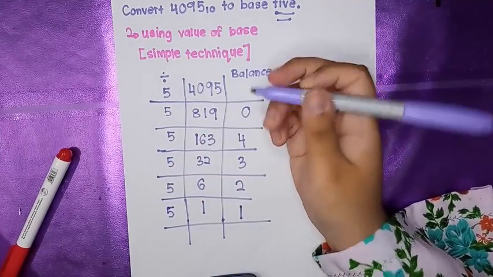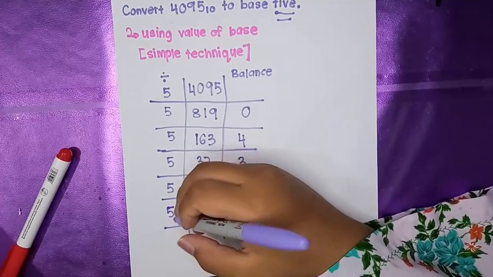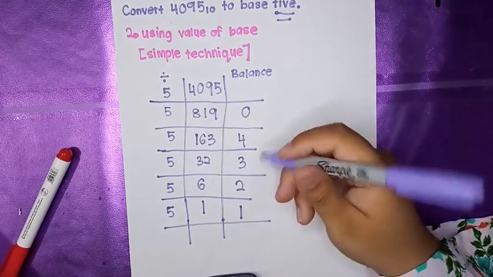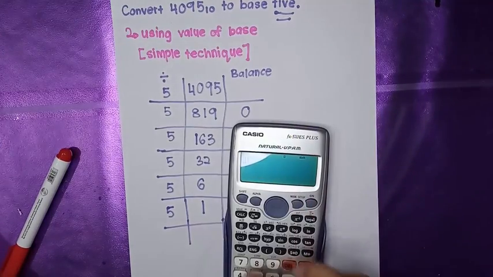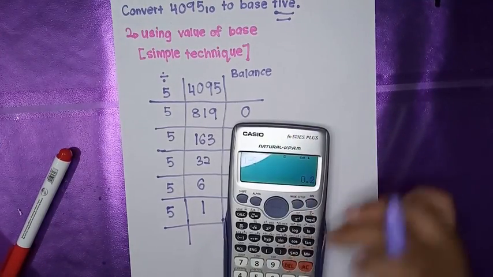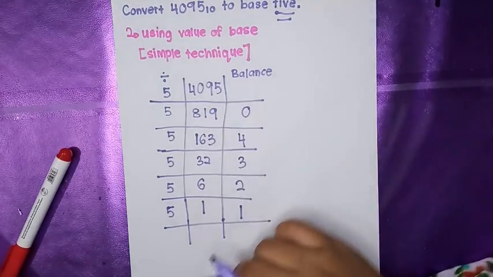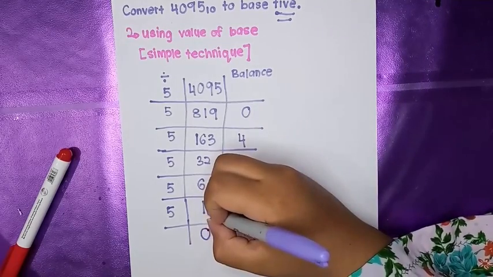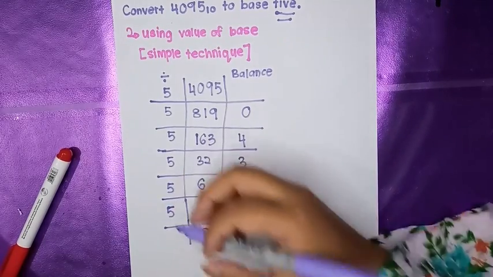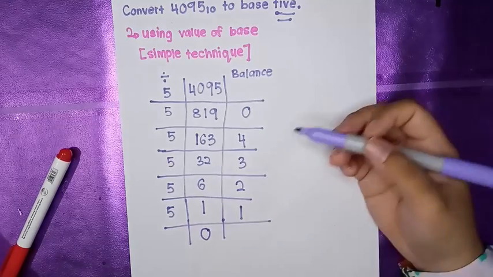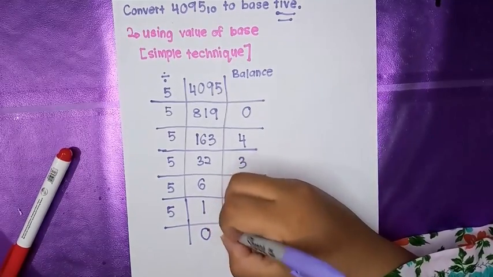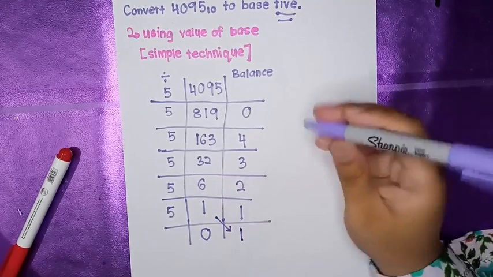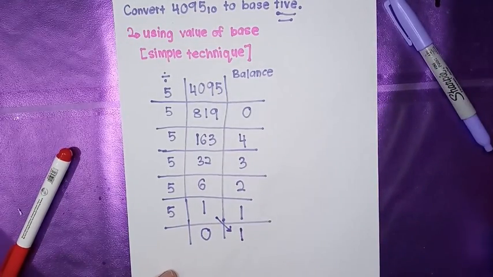But wait, look at here. 1 is lower than 5, so we cannot divide it, because if we try 1 divided by 5, you will get 0.2. So here you must put 0. If this number is lower than the divisor, we have to put 0, because we cannot divide it. And then this number, we move it to here. Okay, 1. Okay, we already get the final answer.